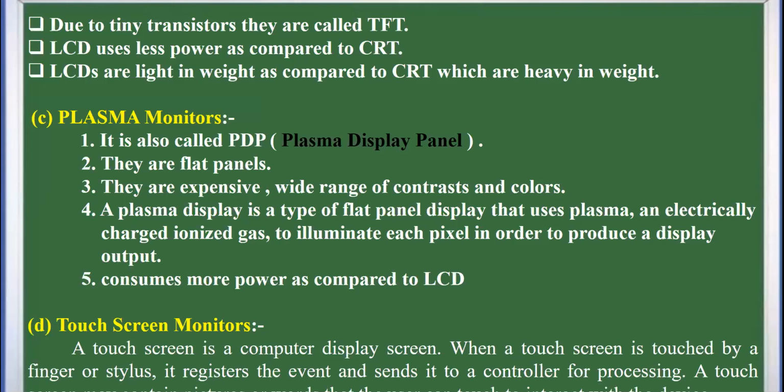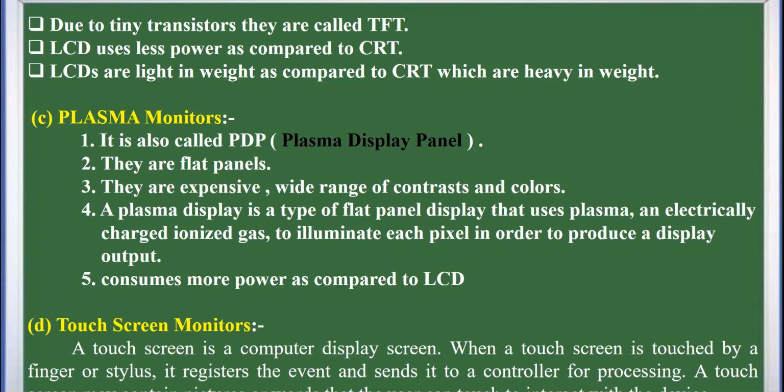Now, what are the differences between LCD and CRT monitor? CRT monitors were heavy in weight. LCDs were light in weight. CRT monitors had high power consumption. LCD consumes less power. Okay, clear? And the third difference is the image quality of LCD monitors was much better than the image quality of CRT monitors. These are the three popular and technical differences between LCD and CRT.